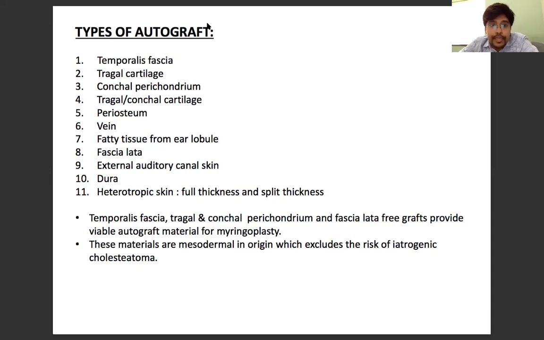We can use vein. We can use fatty tissue from the ear lobule, fatty tissue, fascia lata. We can use skin. We can use dura. But which are the more common? Why more common? Because they are convenient, rejections are less, and we can easily harvest them. They are temporalis fascia, tragal conchal cartilage, and fascia lata.